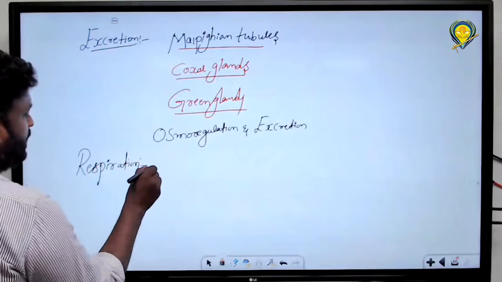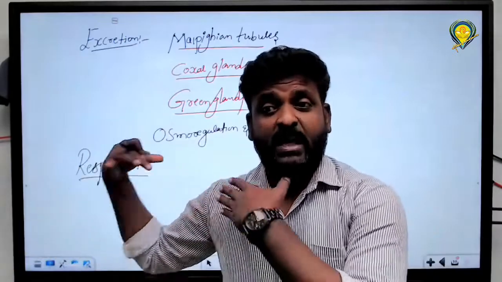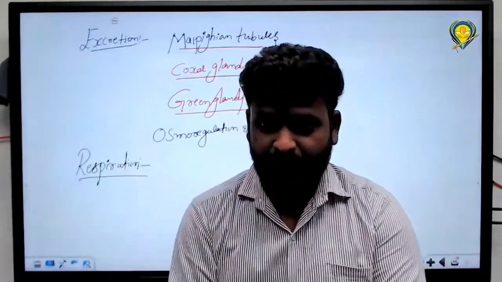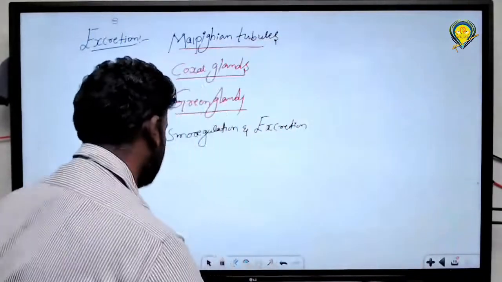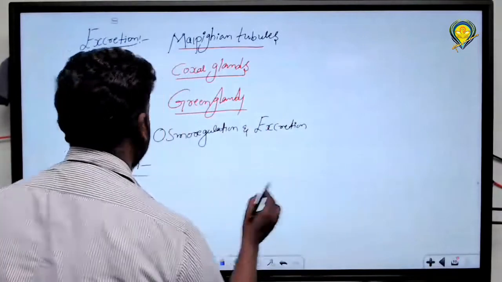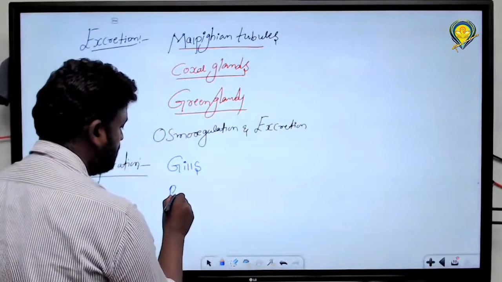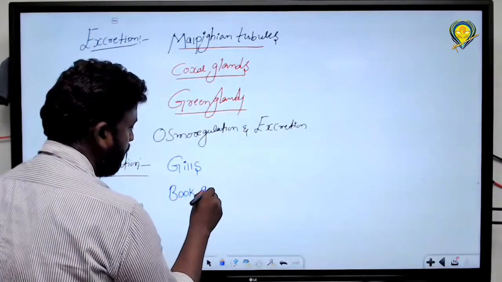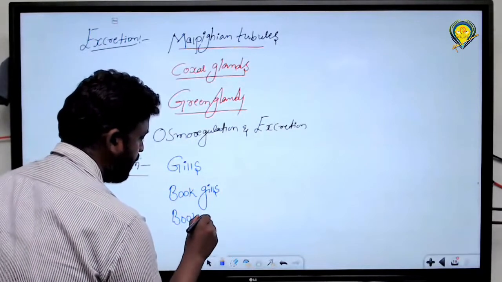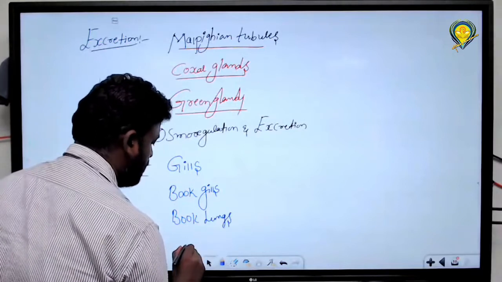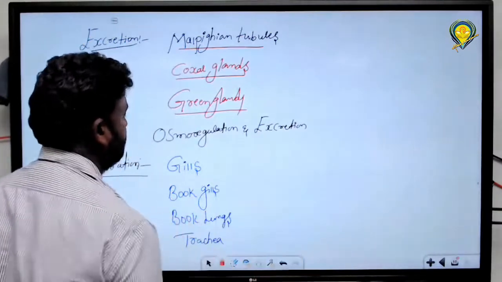Respiration. What is the respiratory organ? Here there are different types of respiratory organs as there are different types of animals. First one, gills, book gills, book lungs, and trachea. Please write it. First one, gills. Book gills. Next one, book lungs. And last one, trachea. I will give you an example for each one.